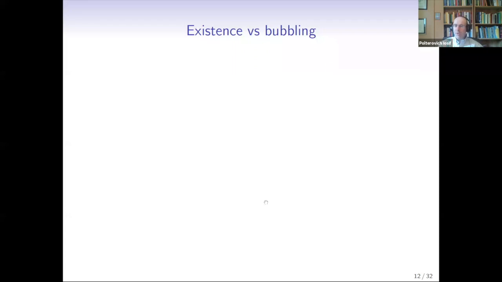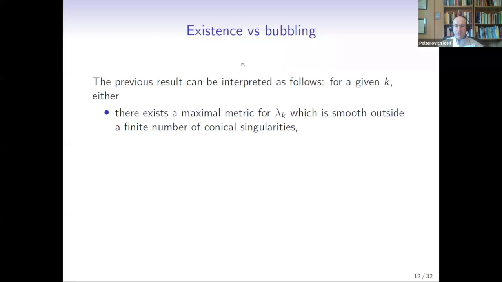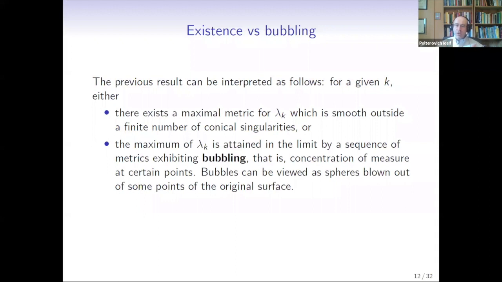So bubbling is a new phenomenon that you haven't seen for the first eigenvalue, but it appears for the kth eigenvalue. So let me produce an interpretation. For a given k, you either have a smooth metric, possibly with conical singularities, which maximizes lambda k, or you have the following thing. You have a sequence of metrics that exhibits bubbling, in the sense that you get a surface with a sphere attached to it. And the sphere should be thought of as a bubble. And this is the sphere that is responsible for the h pi term that appeared in the previous slide.